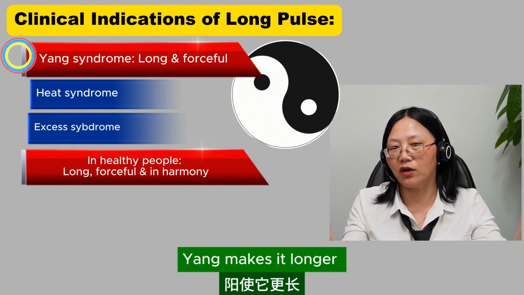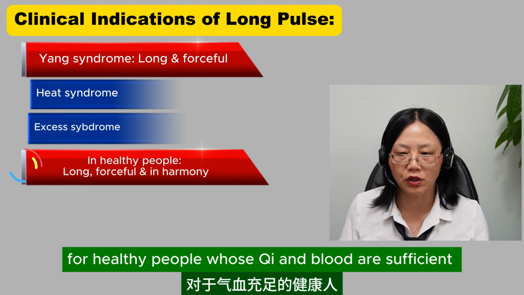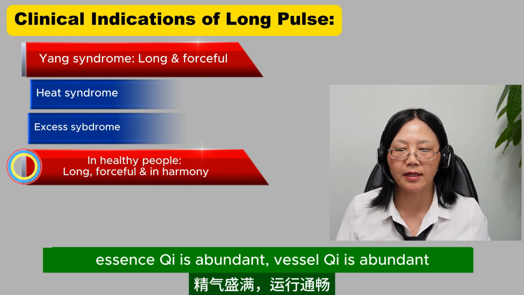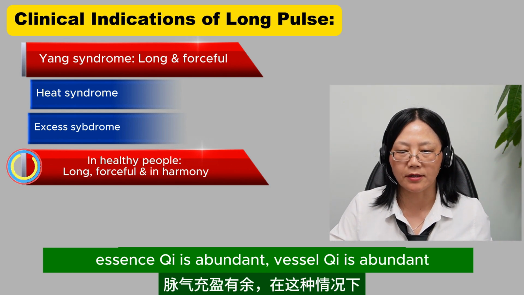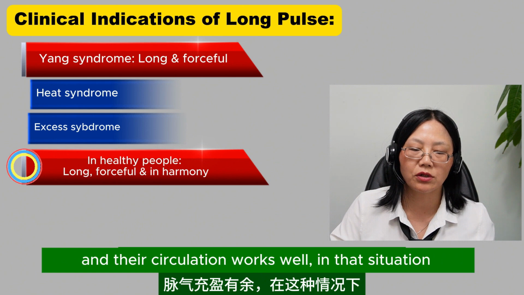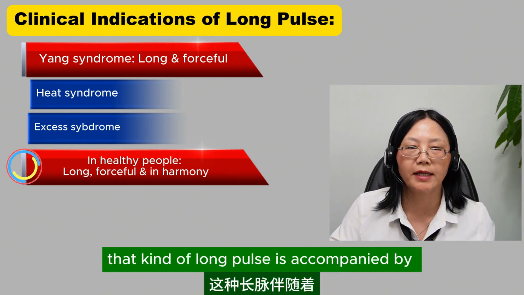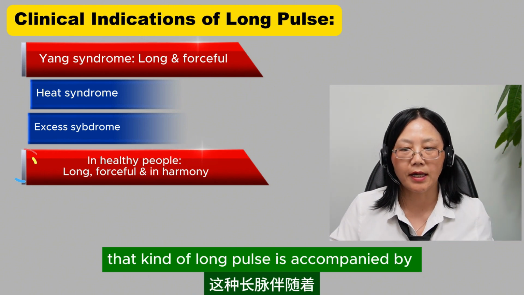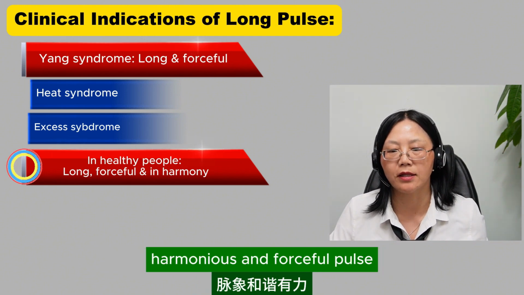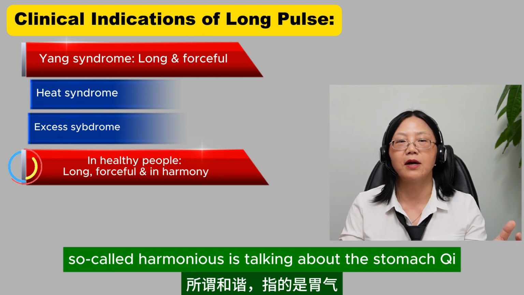Yang makes it longer. For healthy people whose qi and blood are sufficient, essence qi is abundant, vessel qi is abundant, and their circulation works well, in that situation you can expect to see a long pulse as well. Usually that kind of long pulse is accompanied by a harmonious and forceful pulse. So-called harmonious is talking about the stomach qi.